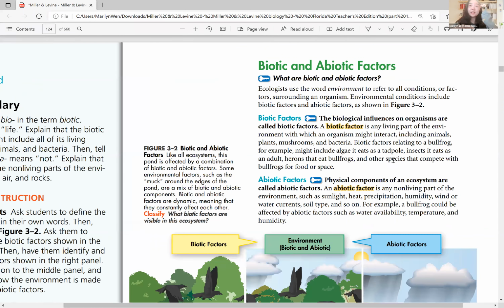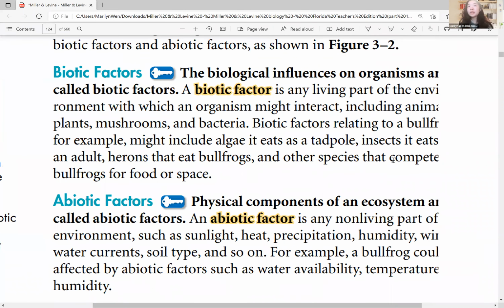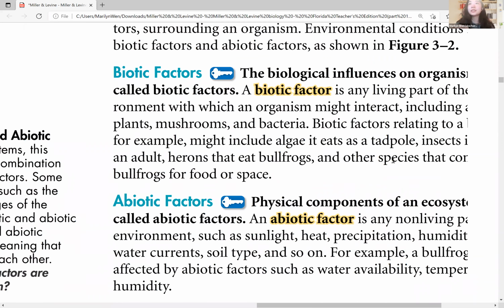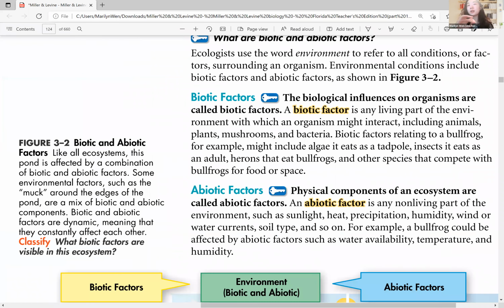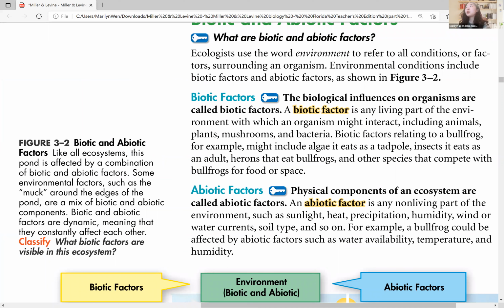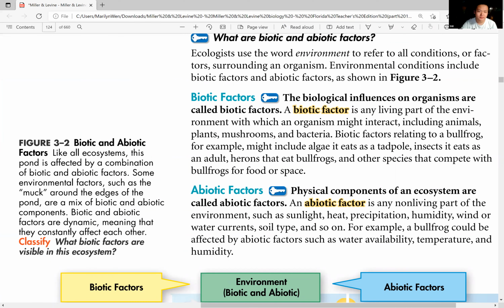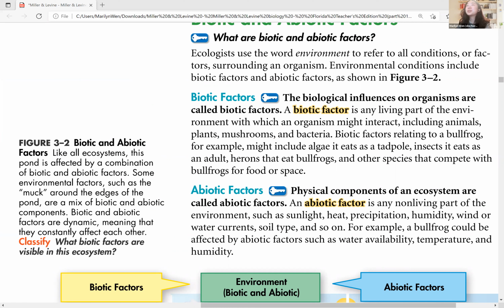So right here, can you read these paragraphs and tell me what's the difference between biotic versus abiotic factors? And that'll be the last paragraph for today. So you're almost done.